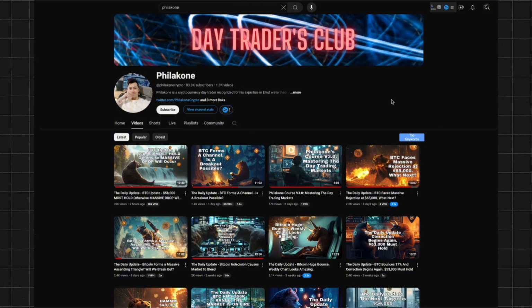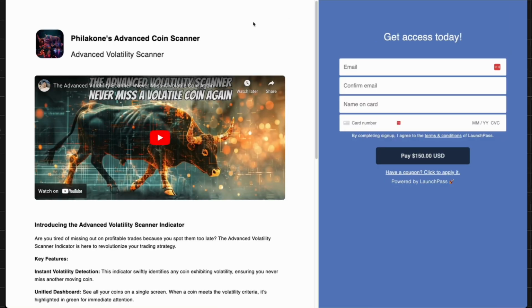I think it's going to be quite valuable. To be honest, this is not my original idea. I got this idea from Filicon, whom I've known since 2017. He offers an advanced volatility scanner for about $150, and this idea is going to be predominantly based on this.